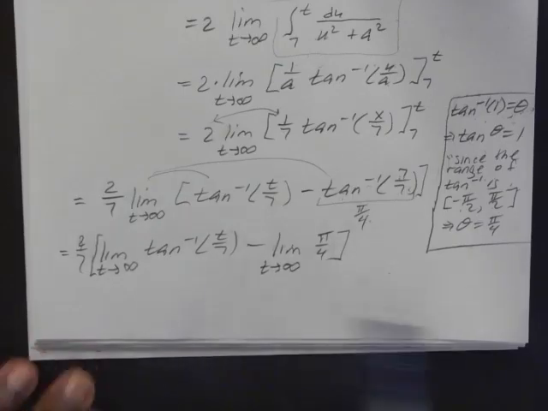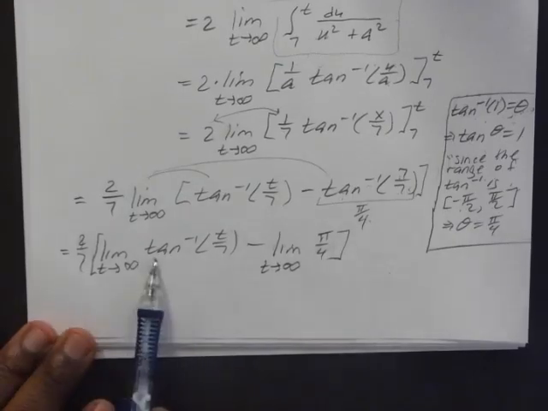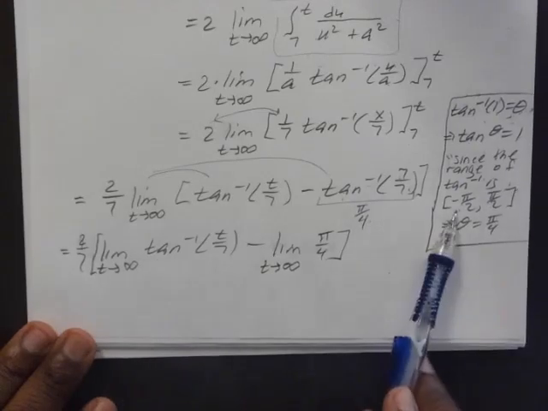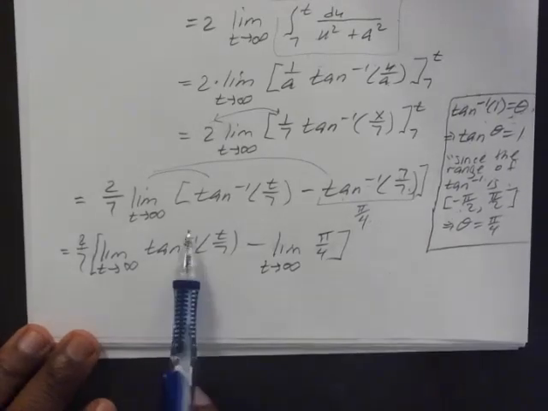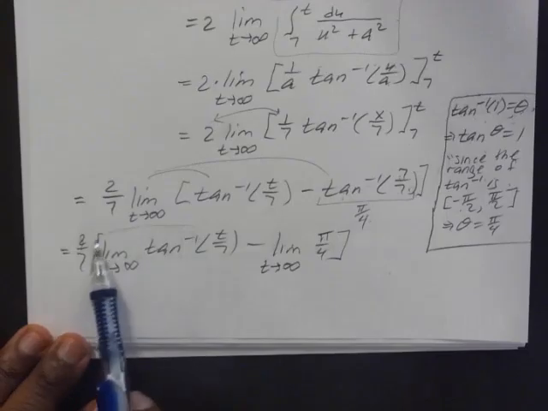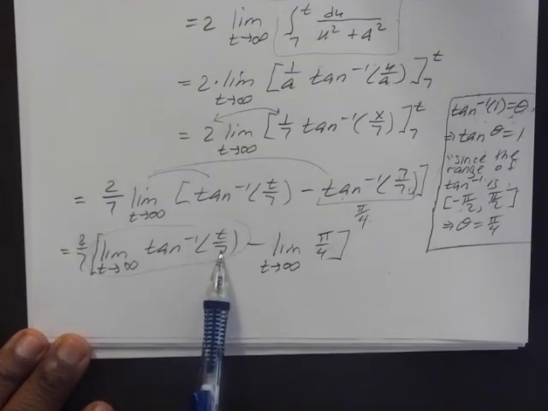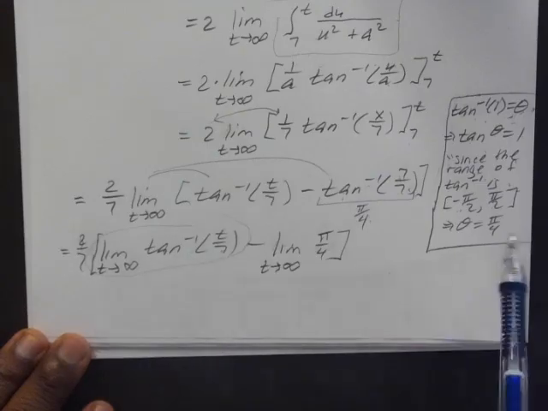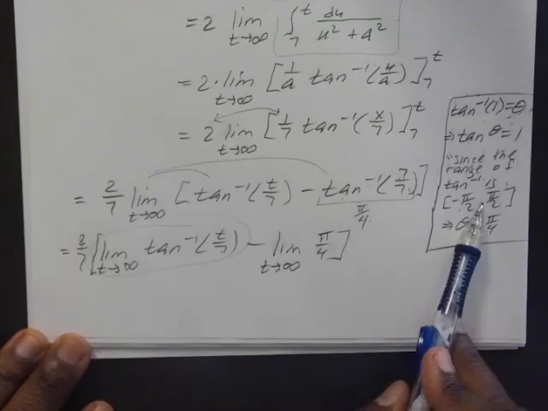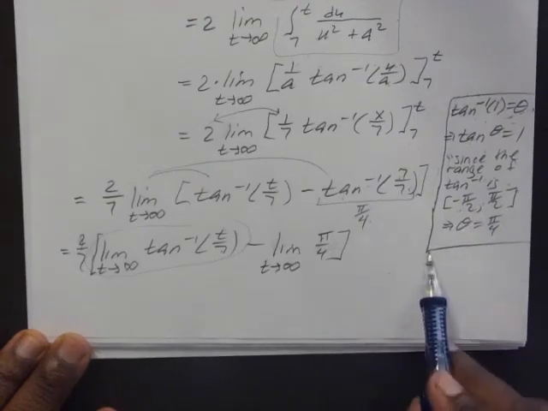So we know here that because the limit of tangent inverse is between negative pi over 2 and pi over 2, as infinity divided by 7 is just infinity, it just keeps growing and growing. If you remember the graph, that just means that your tangent inverse gets closer and closer to pi over 2.